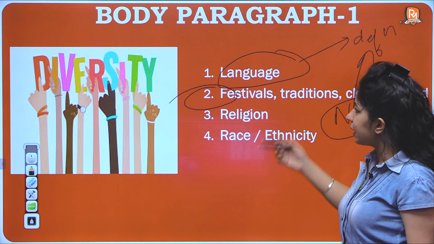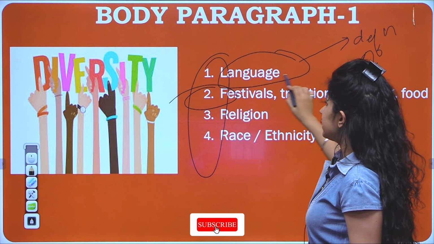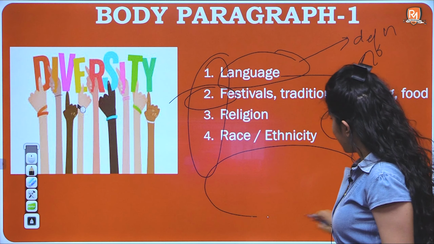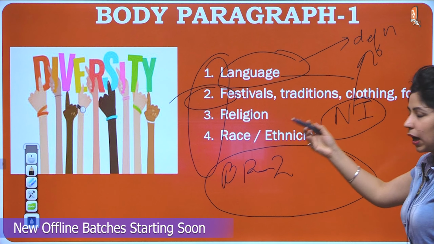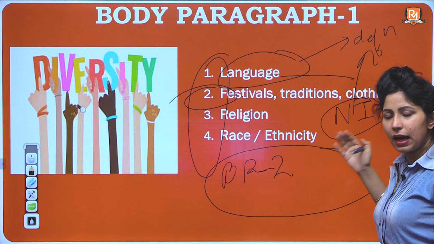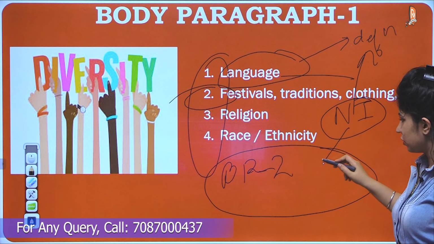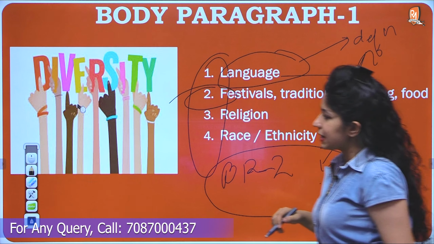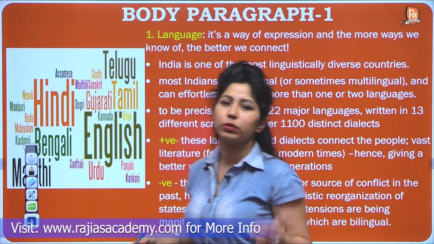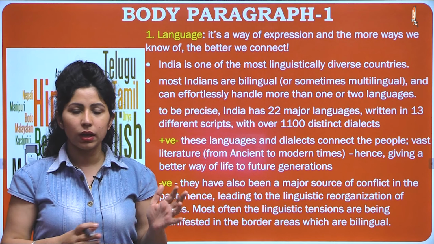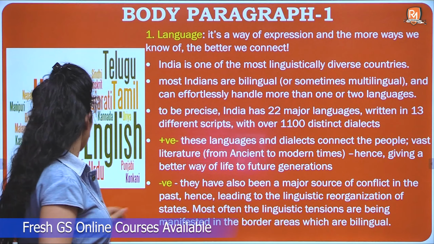Or the other approach is that you define all 4 of them first and then attribute a separate body paragraph, paragraph 2, where you tell how they play a role and what significance they have in defining the national identity of India. So both ways are correct. Here we are taking the first approach because we can address all the points there itself. We don't have to attribute a separate paragraph. We can just straight away write the conclusion after we have defined all these 4 points: language, festivals, traditions, cuisines and attires, religion, races.